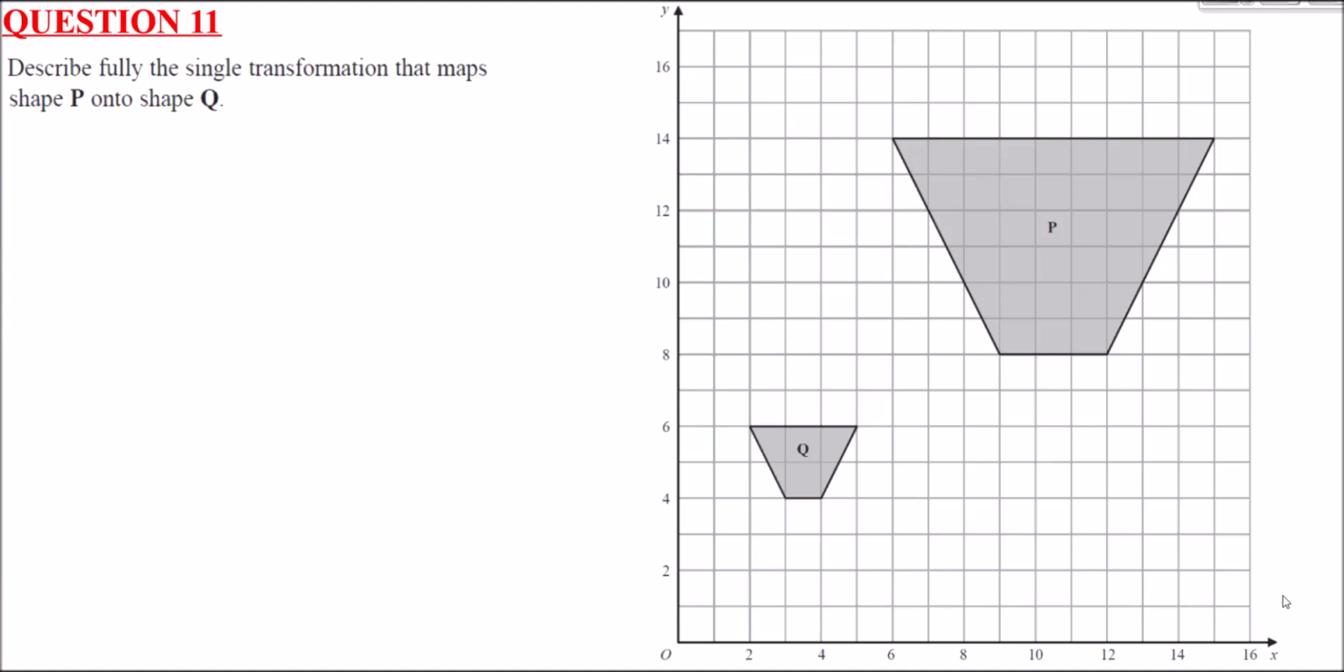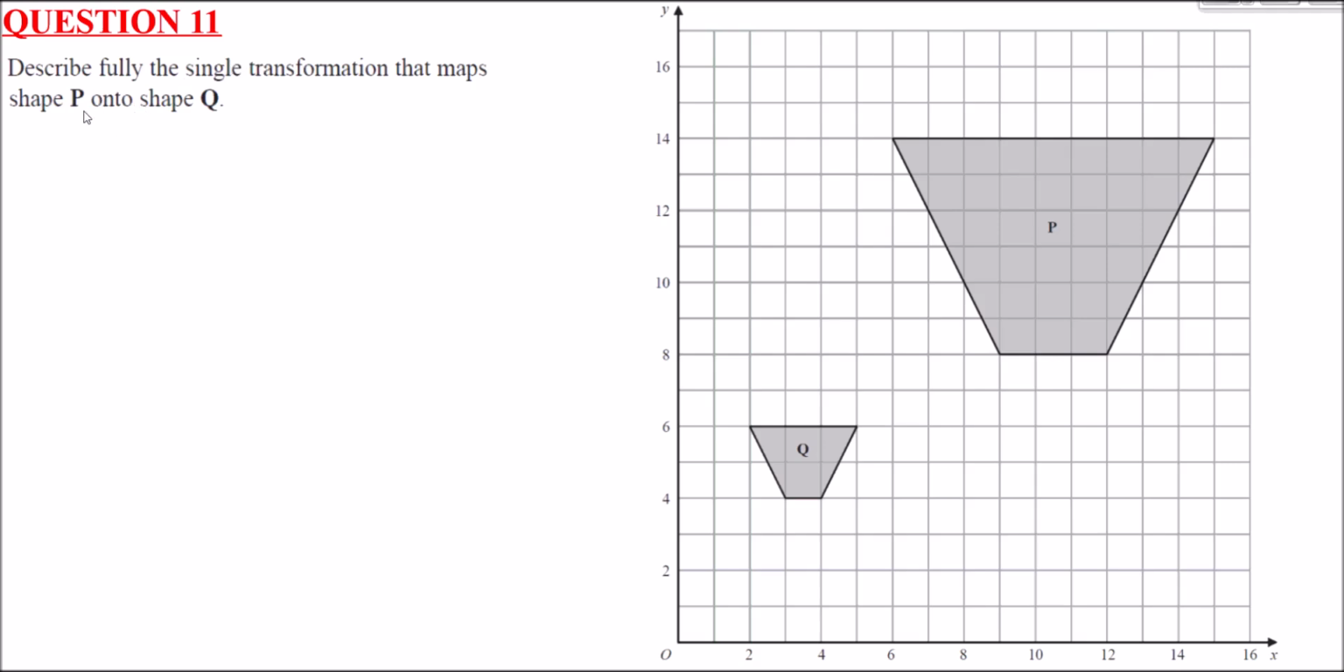Question 11, we have to describe fully the single transformation that maps shape P onto shape Q. Now, importantly, it says single transformation. A common mistake I see students make is to say that it's a reflection, then it's been rotated, or that it's been translated, then we have a reflection. No, just describe it in one single move, what happens to go from P to Q.